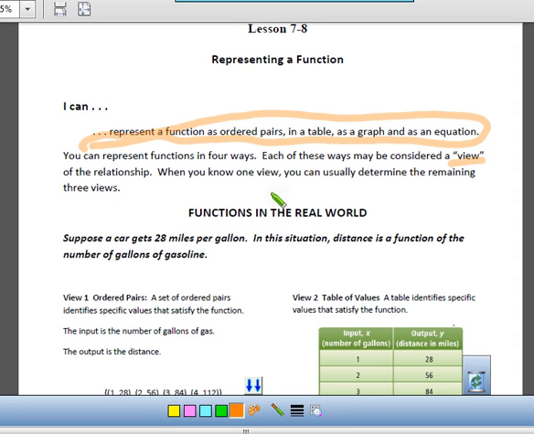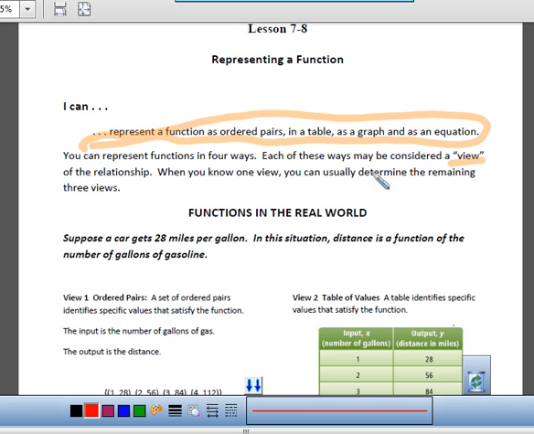So that's going to be the other piece to this, is you will need to be able to come up with ordered pairs, come up with a table, come up with a graph, or come up with an equation if I give you just some of the information. Alright, so the first example we have is, suppose a car gets 28 miles per gallon. In this situation, distance is a function of the number of gallons of gasoline.